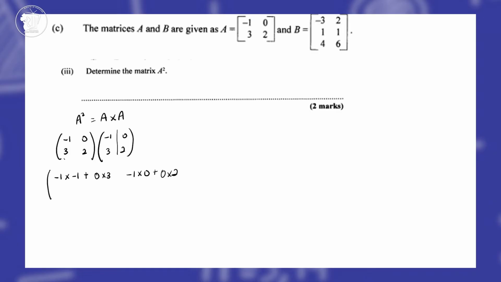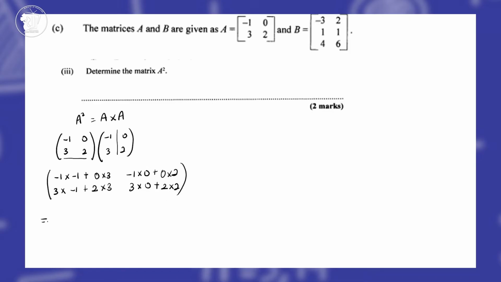And then we move on to the other row times the same set of columns. So this will be 3 multiplied by negative 1 plus 2 multiplied by 3. And then we have 3 multiplied by 0 plus 2 multiplied by 2. So the key thing to look for would be that these are the same and you are good to go.